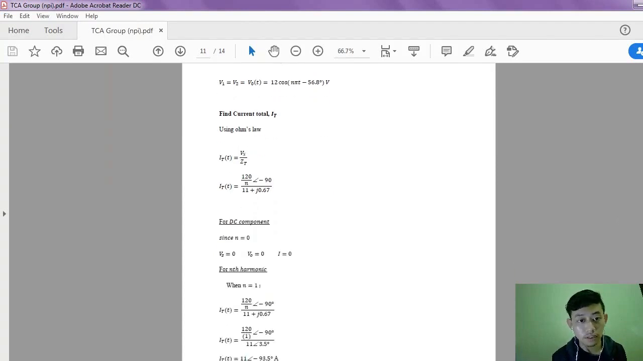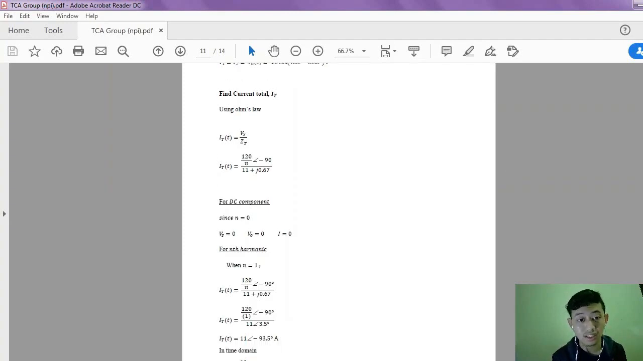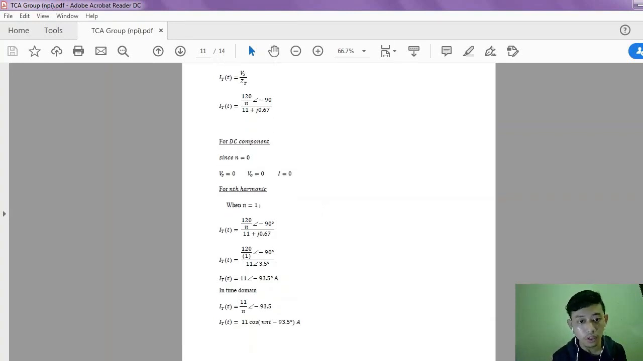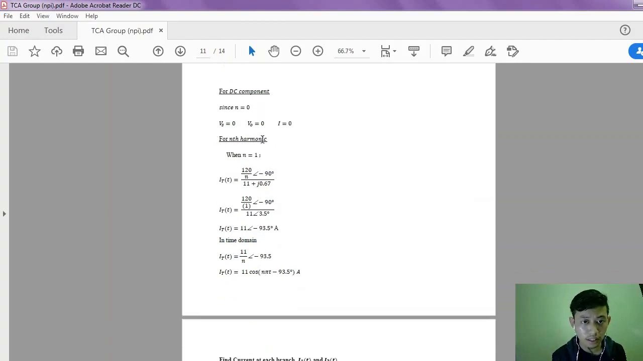After you have found the voltage at the branch, we need to find the total current for the whole circuit, right? So we are using Ohm's law. For I total, we just divide Vs by the total impedance, and we have considered that for the DC component, the I will be 0, because we know that n is equal to 0. Actually, this is the AC component. So we replace n equal to 1, and this is the equation.